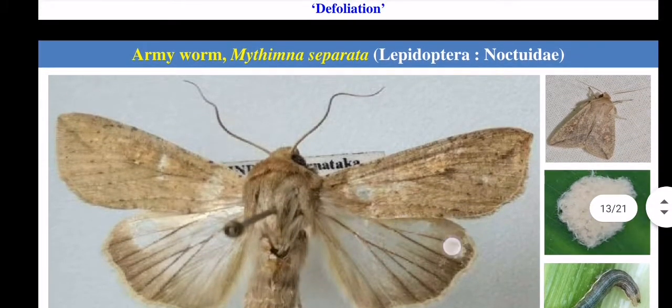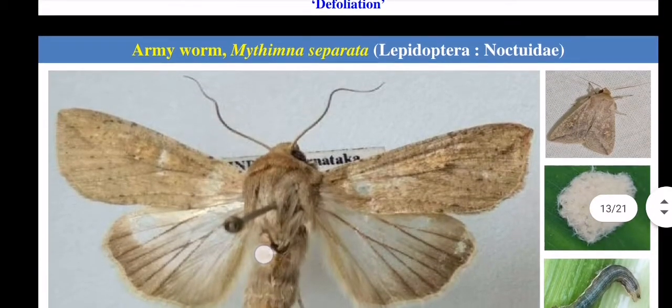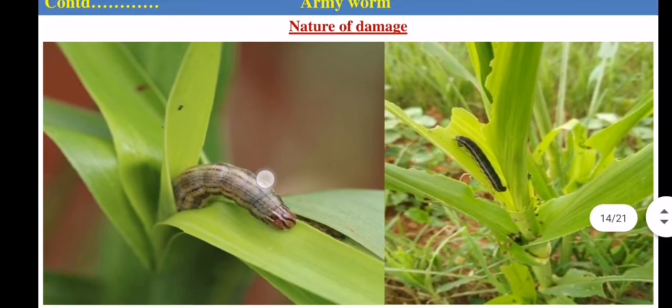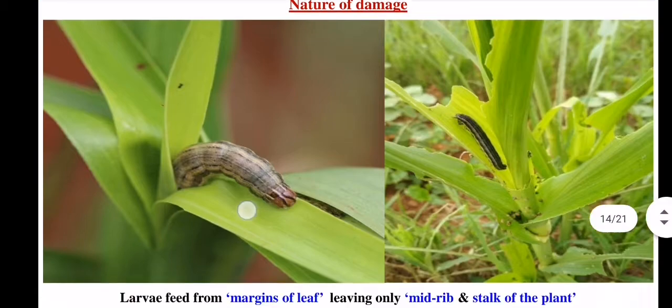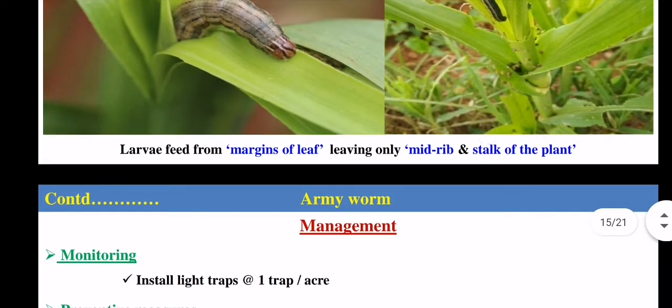This is the adult identification of the armyworm. It belongs to the order Lepidoptera, and this is the nature of damage. The larval stage of this insect is very large compared to other larvae. The larvae feed from the margin of the leaves, leaving only the midrib and stalk of the plant. So it completely feeds on the margin of the leaf of the crop.